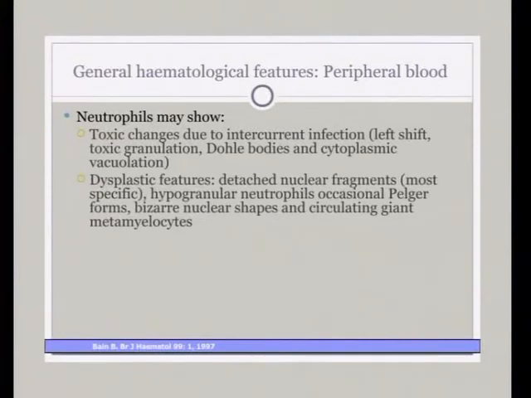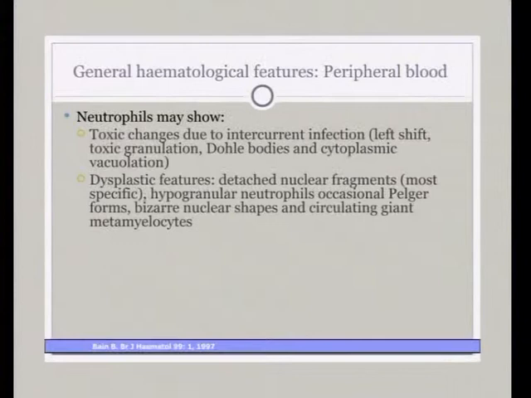And in terms of dysplastic features, these cells morphologically are abnormal. So they show detached nuclear fragments, which is the most specific finding in granulocytes in patients with HIV, unfortunately not so commonly seen. And then hypogranular neutrophils are often seen, occasional pulverization of the nuclei, and I'll show you what it looks like shortly. Bizarre nucleus shapes can often be seen, and what we sometimes see if the patient has a left shift is giant metamyelocytes, which is an earlier precursor of the mature neutrophil.